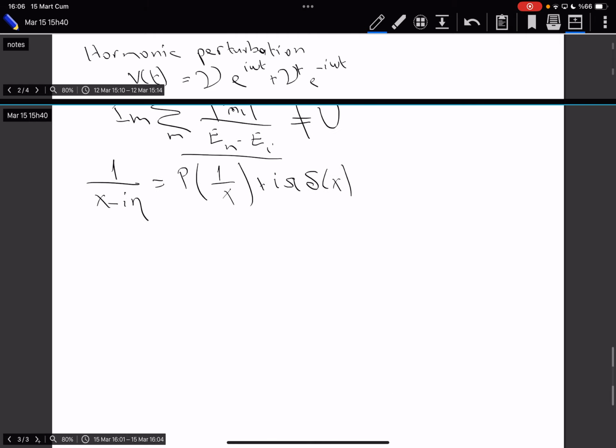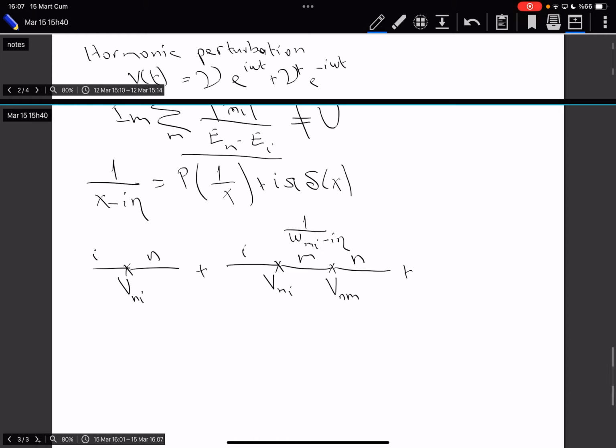You see, we had the ith state, nth state, here we have V_ni. Or we have the ith state, mth state, nth state, here we have V_mi, V_nm, and here we have the propagator 1 over omega_mi minus i eta.